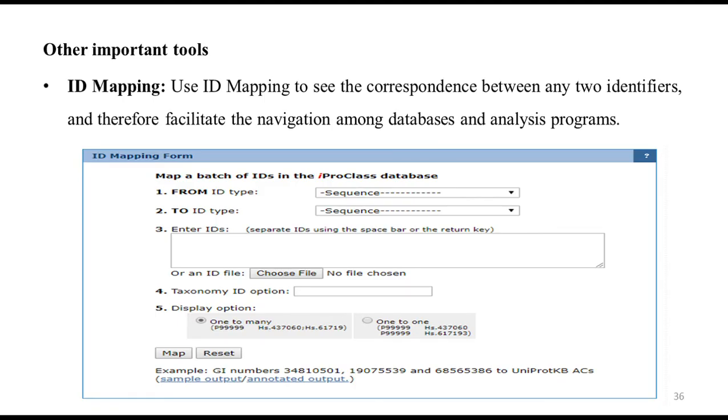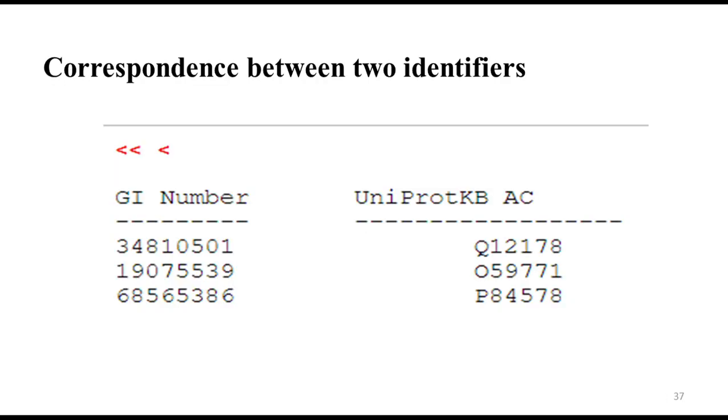Other important tools are ID mapping and molecular weight or composition. ID mapping is used to see correspondence between two identifiers and therefore facilitate navigation among databases and analysis programs. In this image you can see from ID type to ID type you have to select any two database identifiers and then enter the IDs and then map it. The results will be shown in this form, like in this picture the correspondence between GI number and UniProt KB identifiers has been shown.